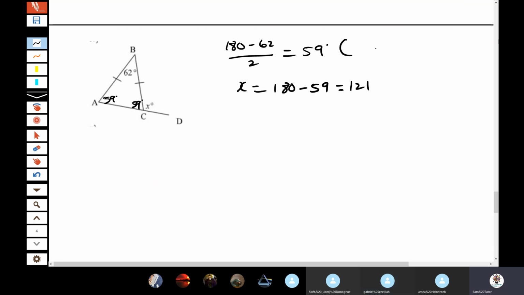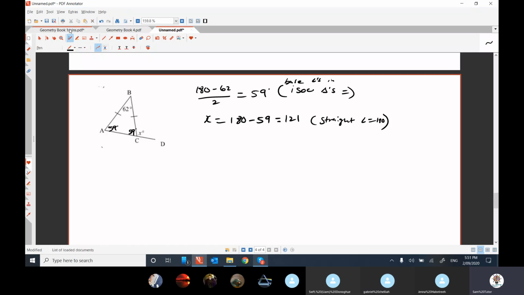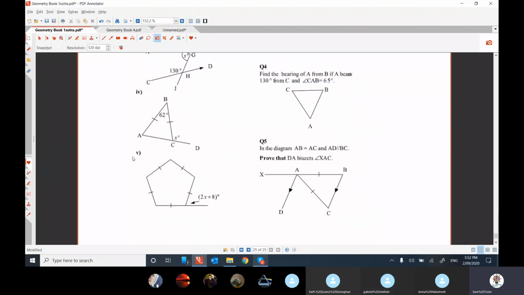And again, your reasons here would have been isosceles, base angles in isosceles triangles equal. This one is just a straight angle, sum of a straight line, or just write straight angle equals 180. Easy. Good work. Lucky last, V.